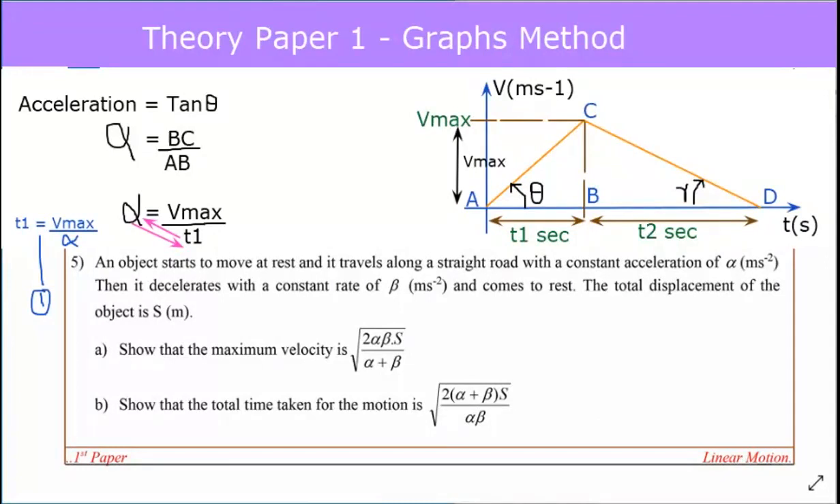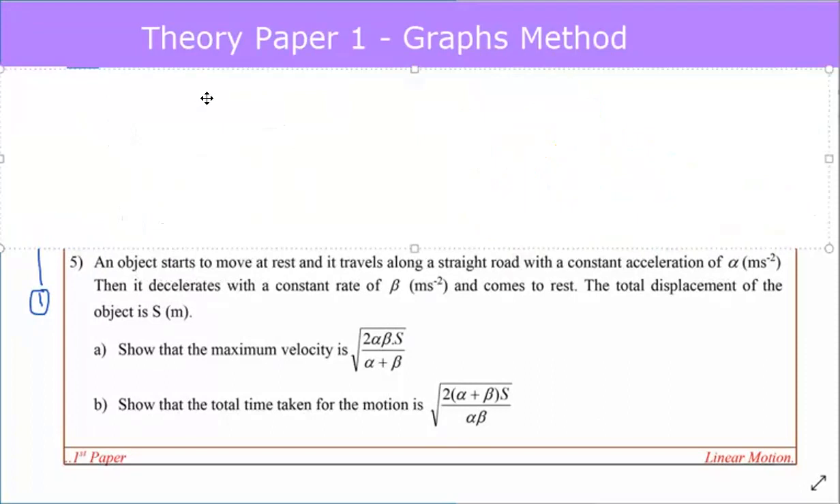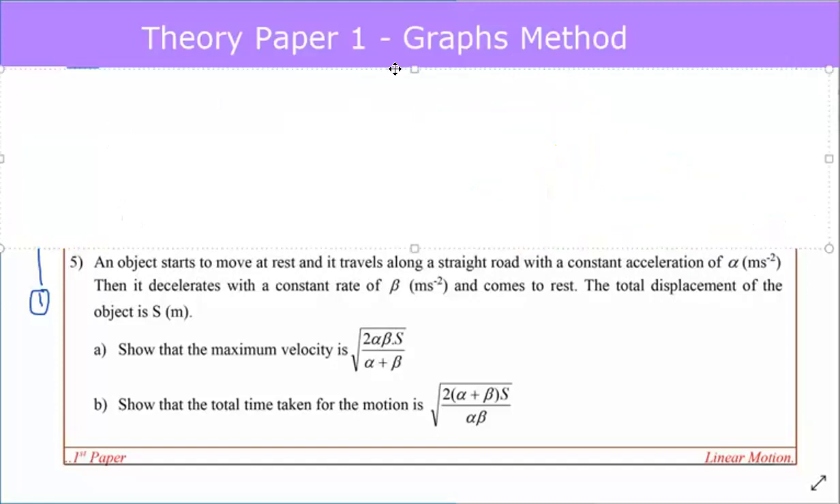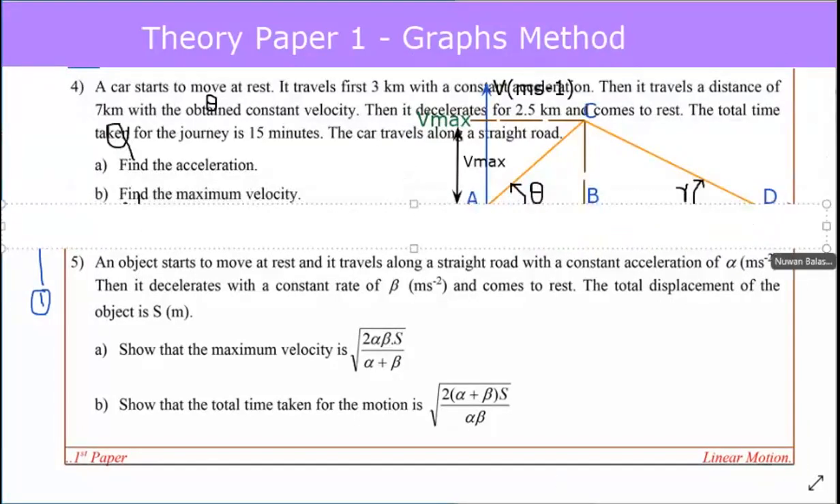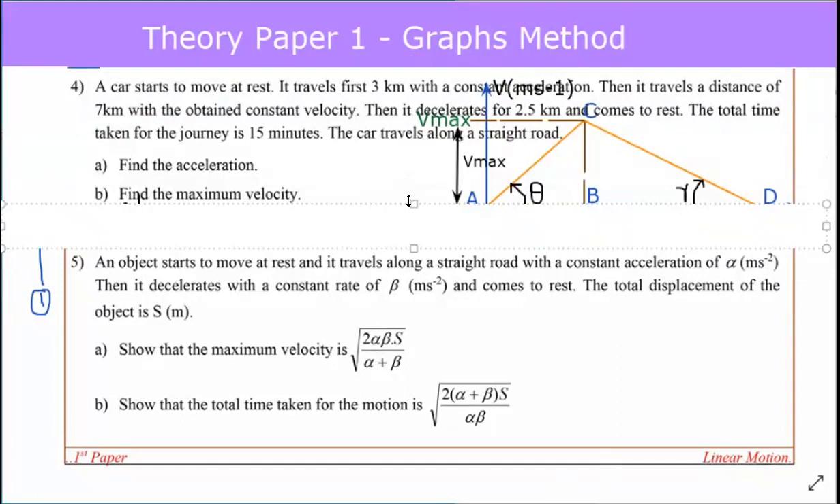So let's continue. What about the deceleration, dear? I'll erase this because I have to manage, then only I'll have enough space. What is the deceleration equation, Lamai? Tan gamma, sir. Yeah, tan gamma, very good. It's somewhat difficult to erase when I write things. So that is tan gamma.